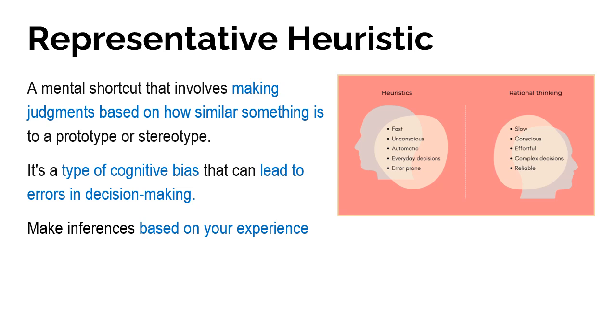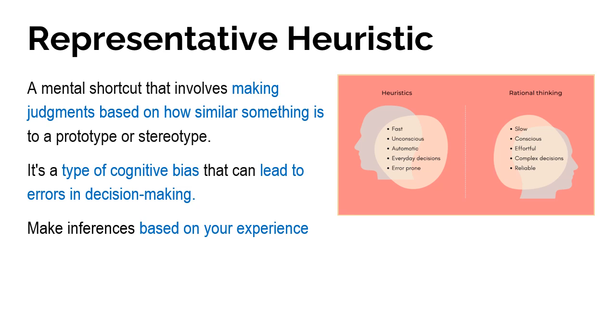So there's two examples of heuristics. Representative heuristics represent something. So it's a mental shortcut that involves making a judgment based on how we think that is compared to the prototype or the stereotype. This is where stereotypes come from. It is a type of cognitive bias. It does lead us to serious errors in our decision making.